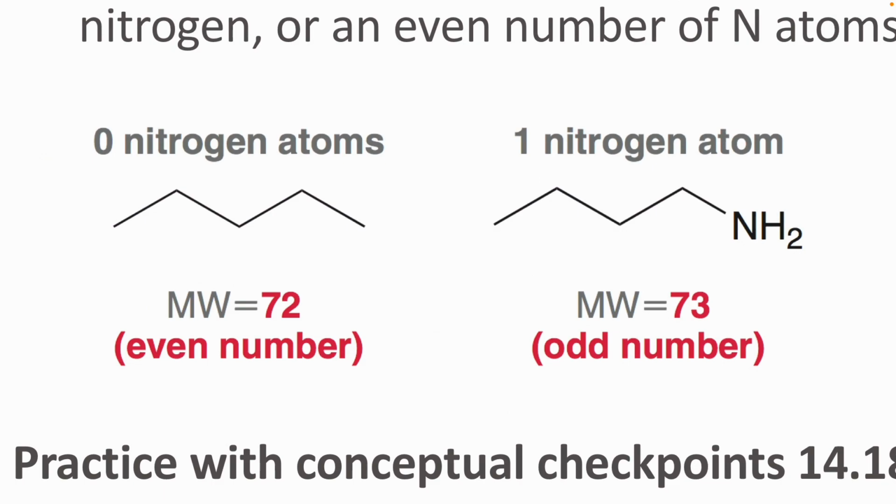If we have no nitrogen atoms, so just carbon and hydrogens, we would get an even number for our molecular weight. And if we have a nitrogen atom in there, now all of a sudden we would get an odd number. And that's just because of the formula here. If you add this up, this would be C5H12. This would be C5H13N. So if you have a nitrogen in there, you kind of have an extra hydrogen, which gives you an odd number.